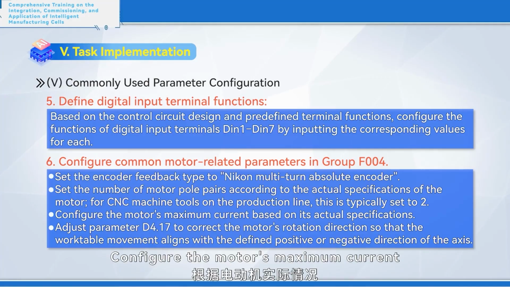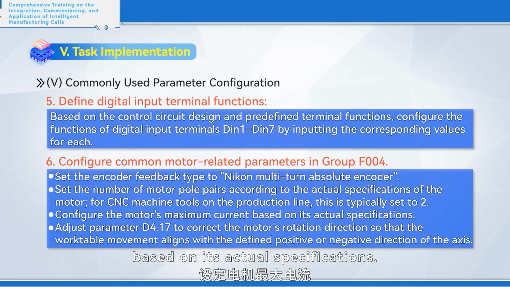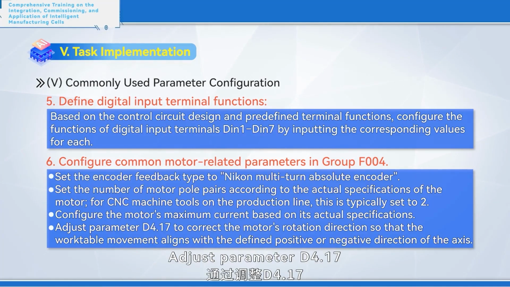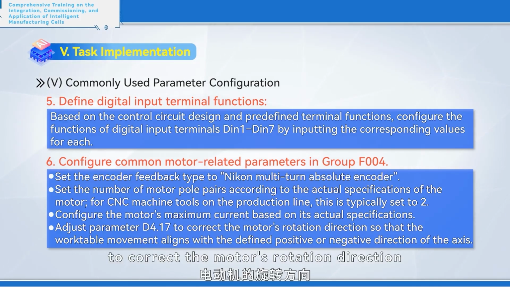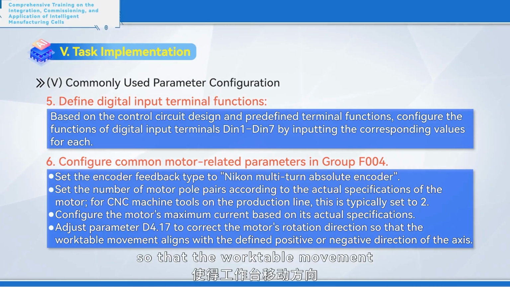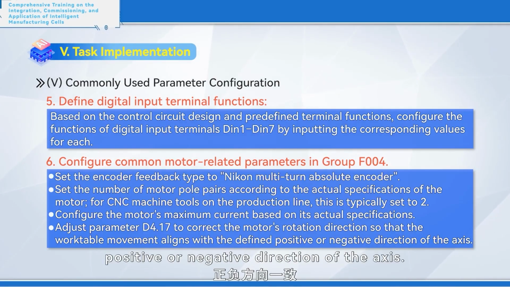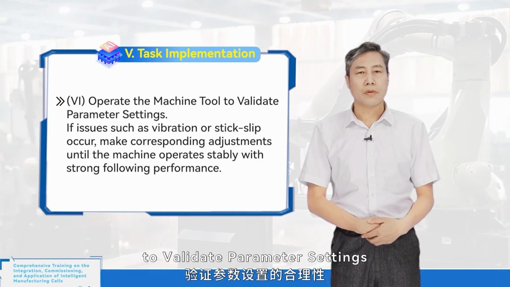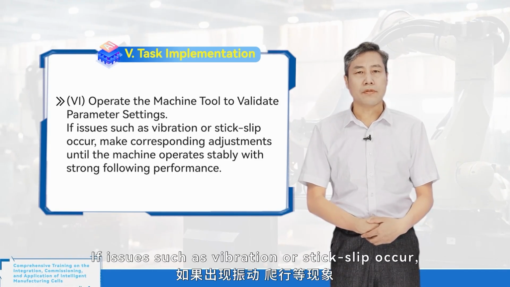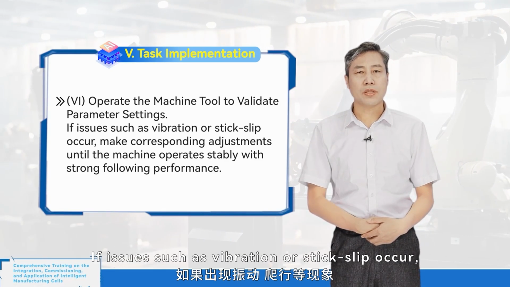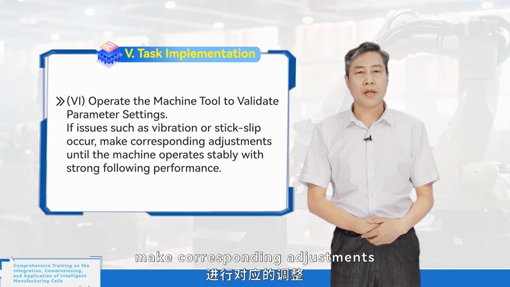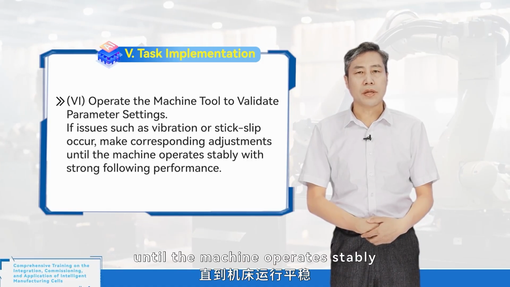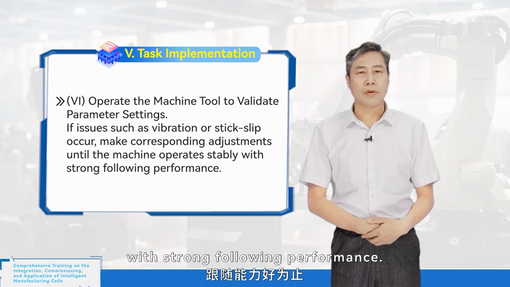Configure the motor's maximum current based on its actual specifications. Adjust parameter D4.17 to correct the motor's rotation direction so that the work table movement aligns with the defined positive or negative direction of the axis. 6. Operate the machine tool to validate parameter settings. If issues such as vibration or stick slip occur, make corresponding adjustments until the machine operates stably with strong following performance.